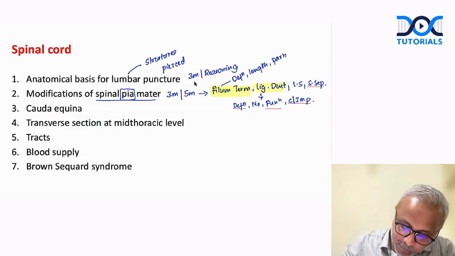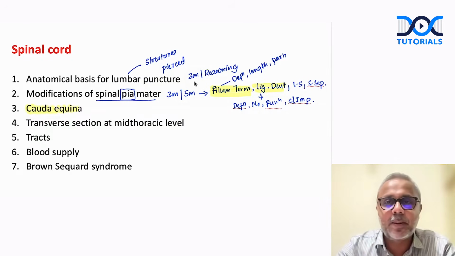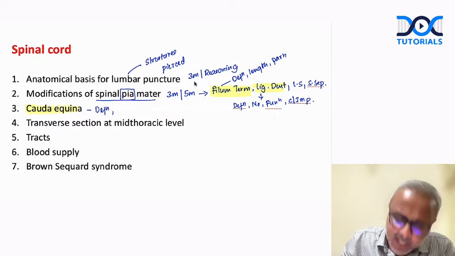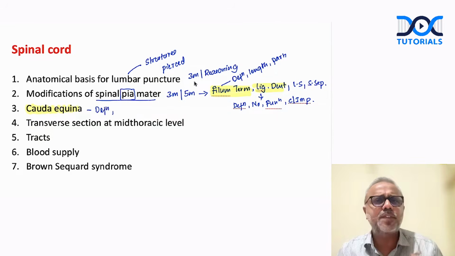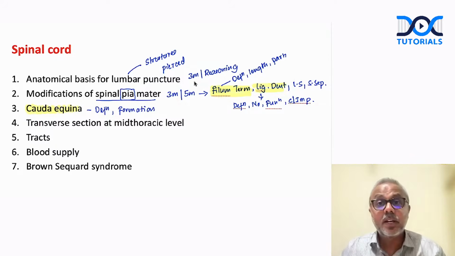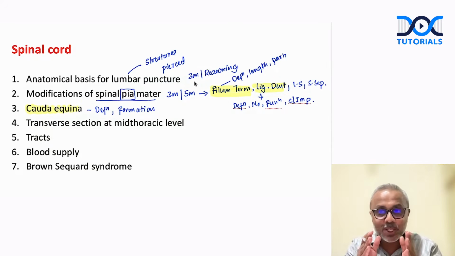Then the third important question here in this topic of spinal cord is cauda equina. Now, what is cauda equina, right? It is the tuft of spinal nerves arising from the lower part of the spinal cord. Now, what you write after this is how exactly the cauda equina is formed. We know that cauda equina is formed by the lower 10 spinal nerve roots, starting from L2 to the coccygeal nerve, right?